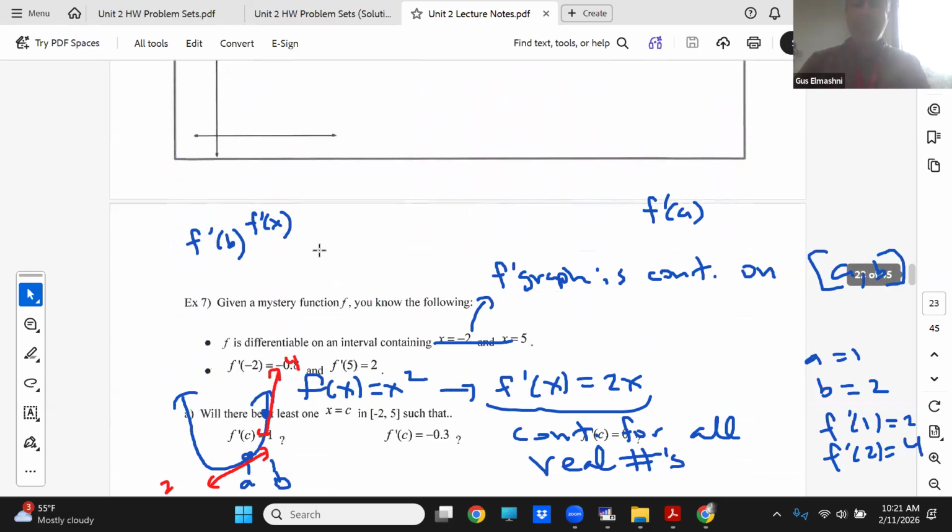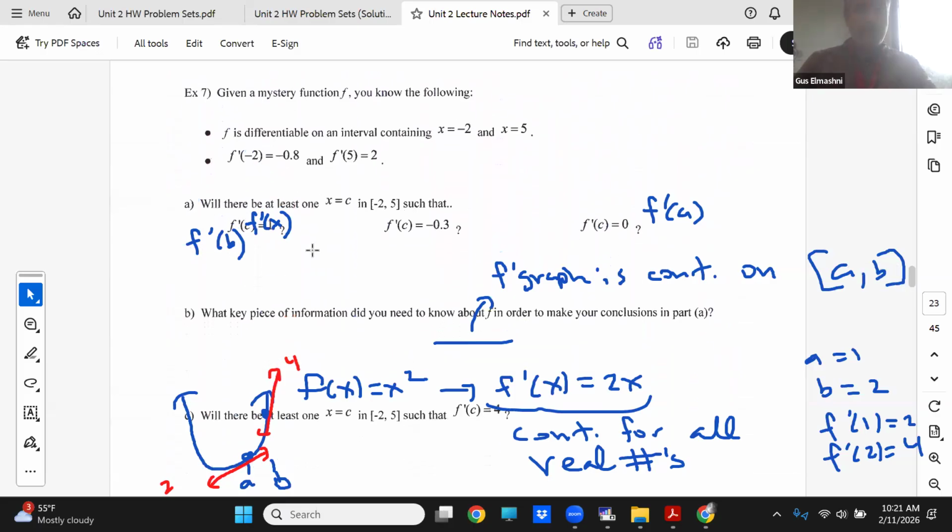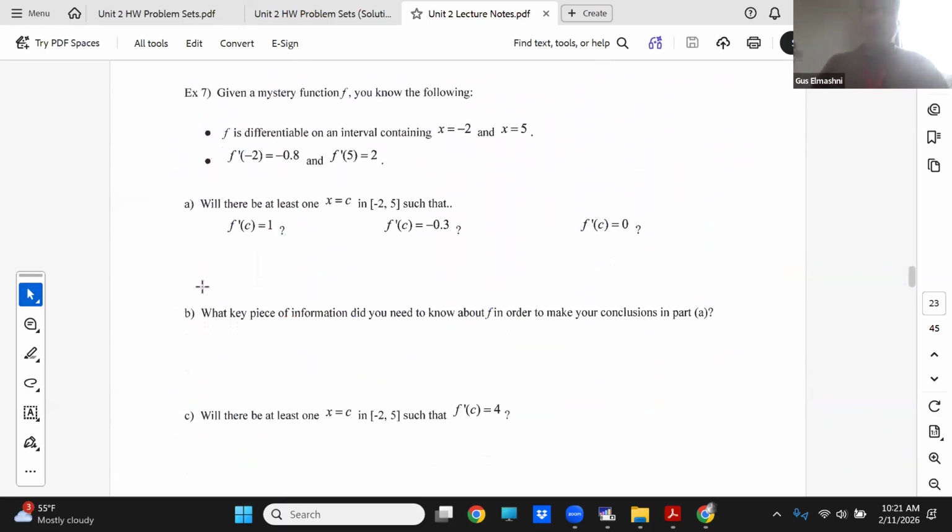So yet another theorem here. Given a mystery function, here we go. F is differentiable on an interval containing -2 and 5. F prime of -2 is this. F prime of 5 is this, right? Will there be at least one x equals c value in the interval from -2 to 5 such that any of these three can happen? This, no, this, yes, and this, yes.